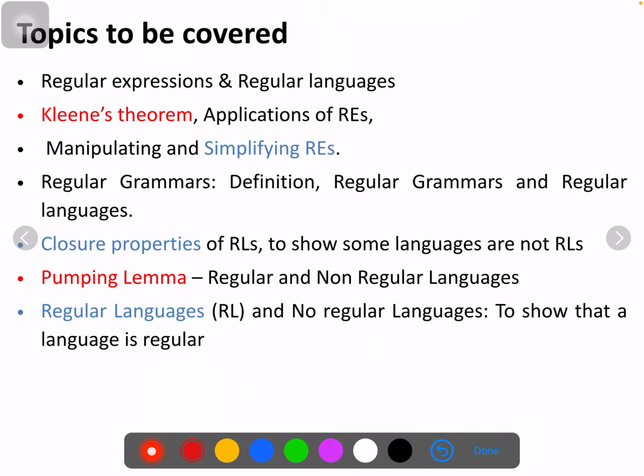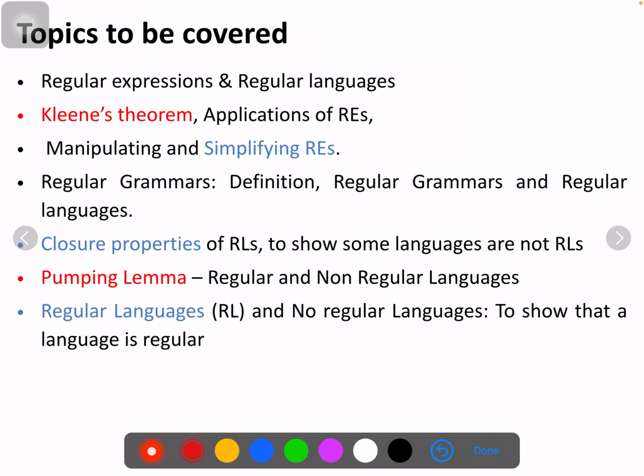What is the correlation between regular language and regular expression, and also we'll learn some of the theorems, that is Kleene's theorem and applications. So applications of REs, and also we'll learn how to manipulate and simplify REs, right?